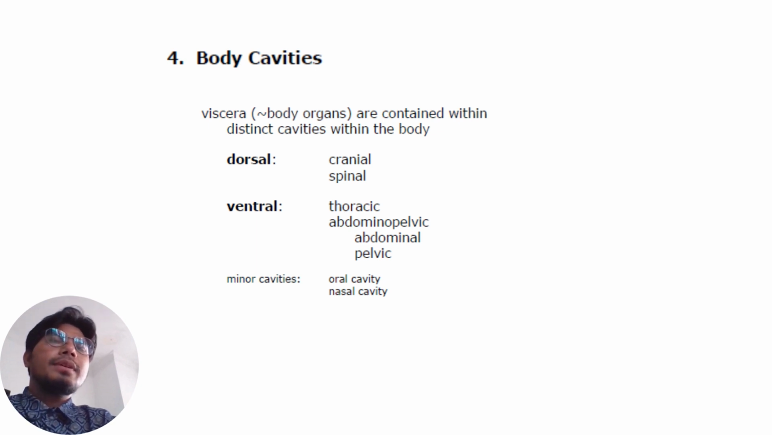Last, for the anatomical language is body cavities. Okay, the viscera or body organs are contained within distinct cavities in the human body, whether dorsal or ventral. Dorsal involves cranial and spinal, while ventral involves thoracic, abdominal, pelvic, and we also have minor cavities, i.e., oral cavity and nasal cavity.